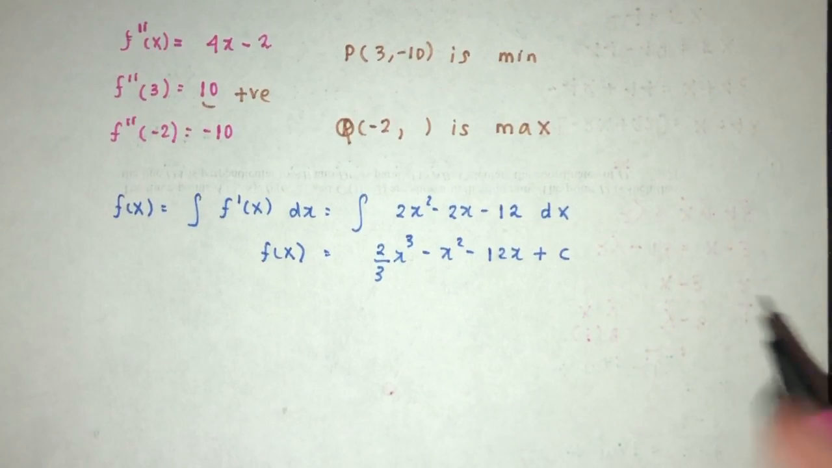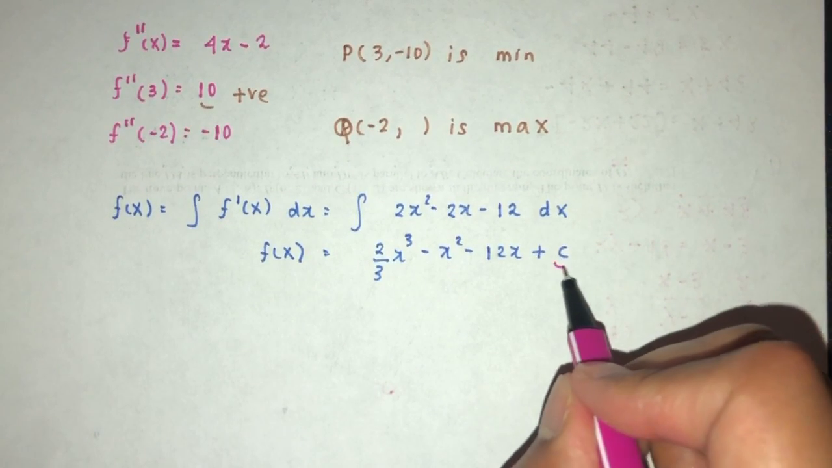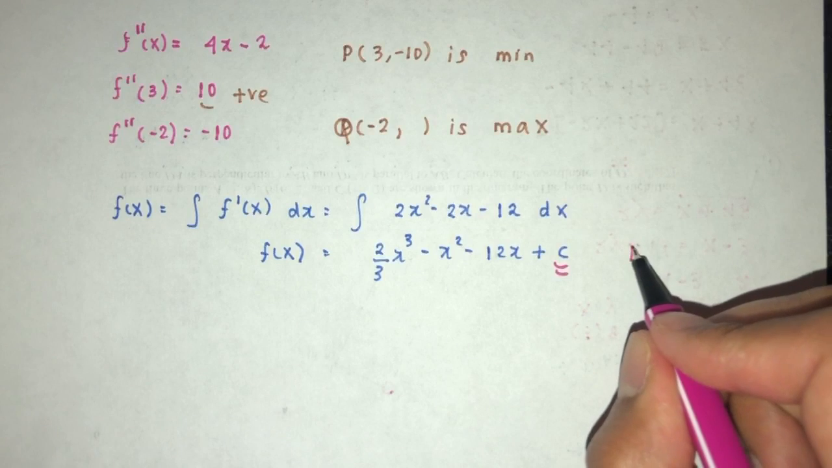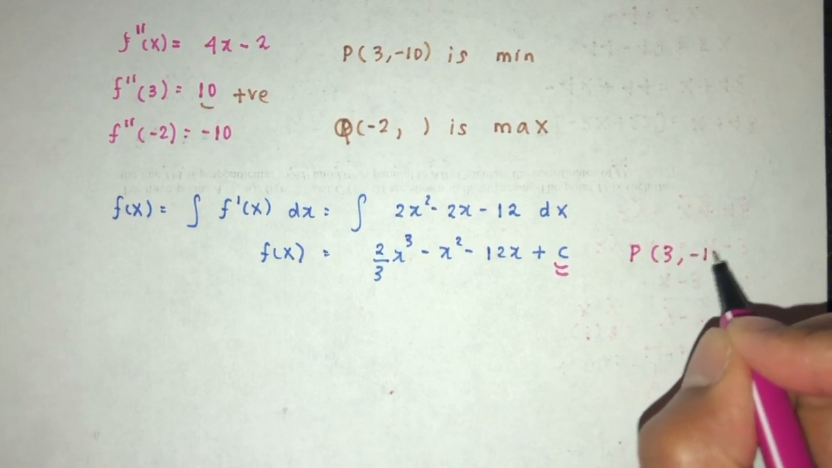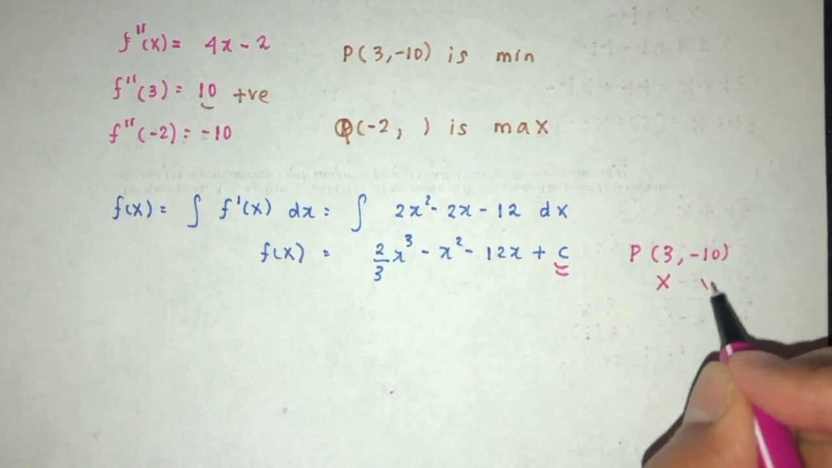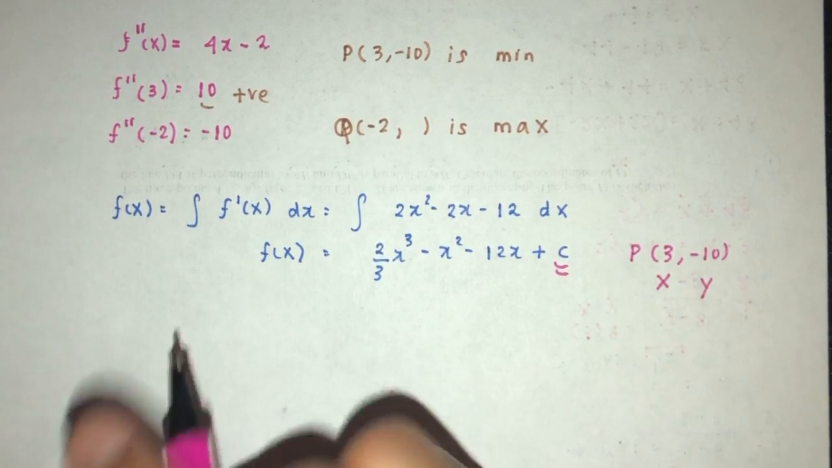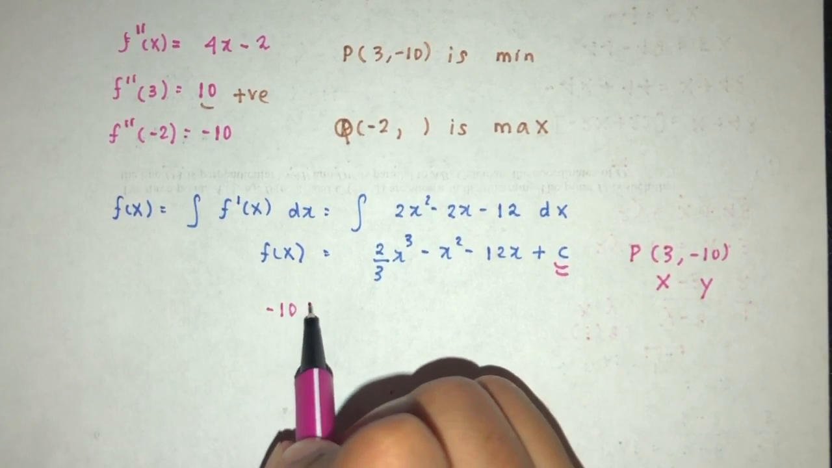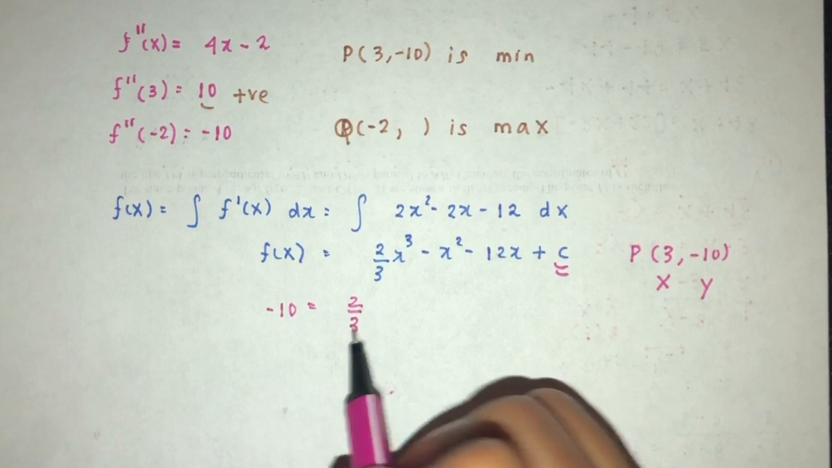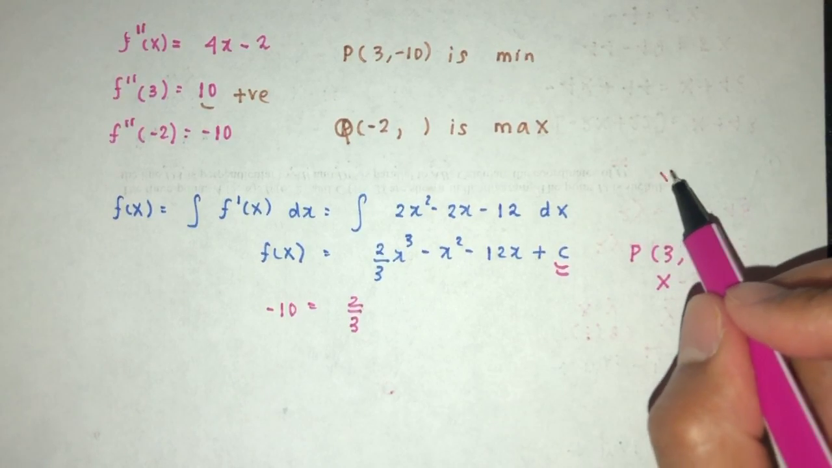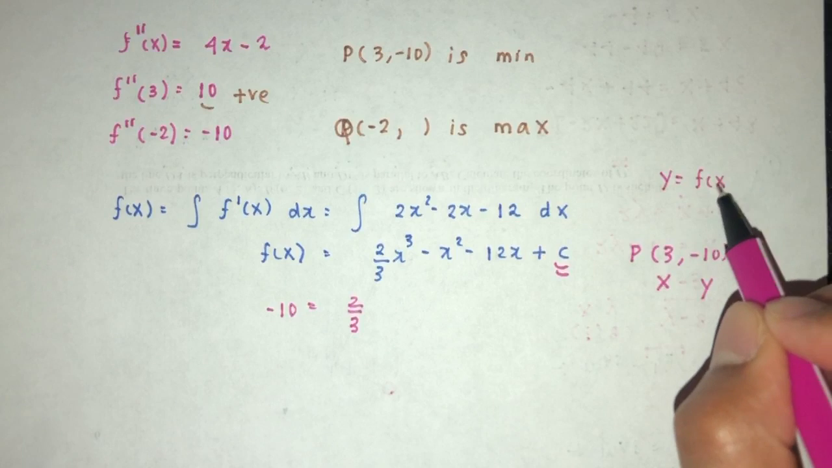Now let's move on to the next questions. We have to find the value of c. So we have to use the passing point P. P is (3, -10). That will be the x value and y value. Replace back in your equation. That will be minus 10 here, and that will be 2 over 3, because again, y and f of x are the same thing, right?